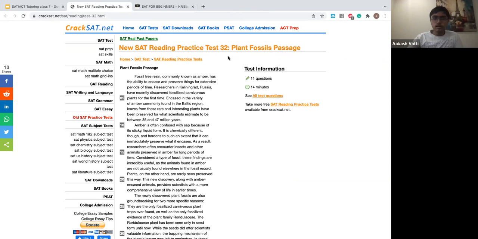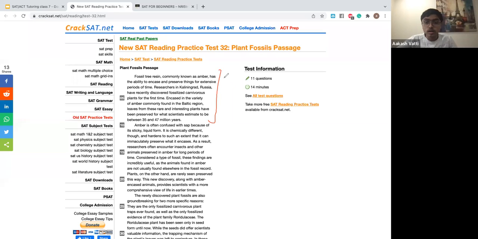And yeah, so fossil tree resin, commonly known as amber, has the ability to encase and preserve things for extensive periods of time. Researchers in Kaliningrad, Russia, have recently discovered fossilized carnivorous plants for the first time. Encased in a variety of amber commonly found in the Baltic region, leaves from these rare and interesting plants have been preserved for what scientists estimate to be 35 and 48 million years.